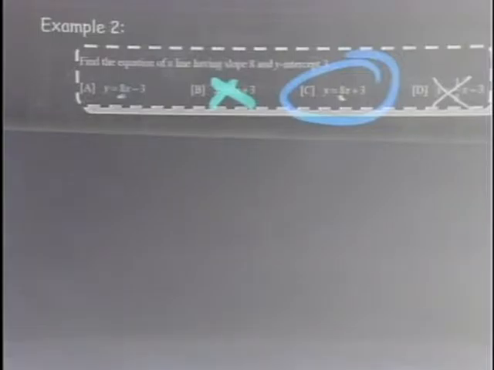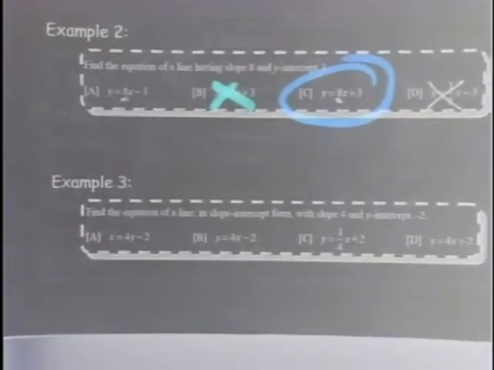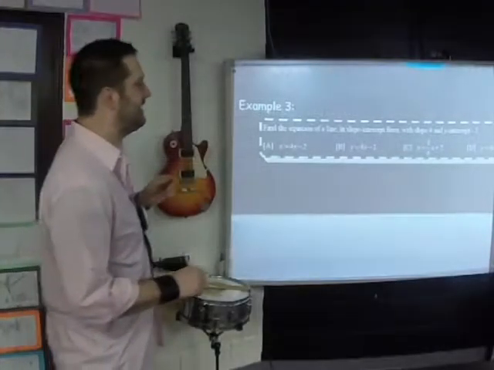It's not going to be that easy for the whole objective. Standard form's over here. Looks like we still have one more example where we put it in slope-intercept form. My slope is 4, my y-intercept is -2.